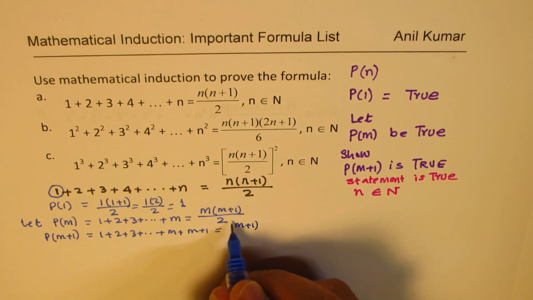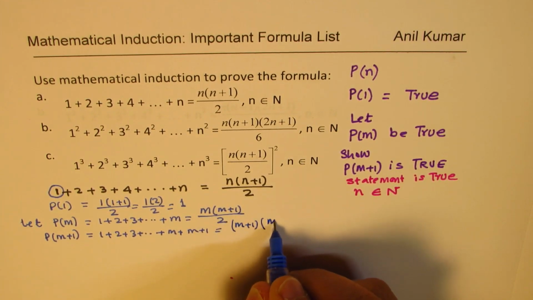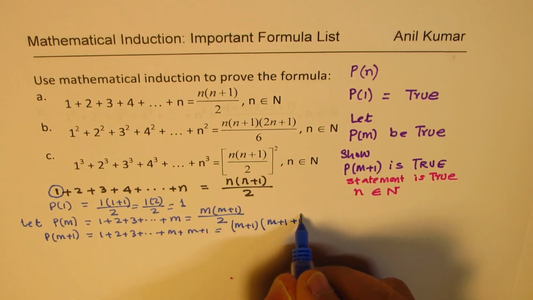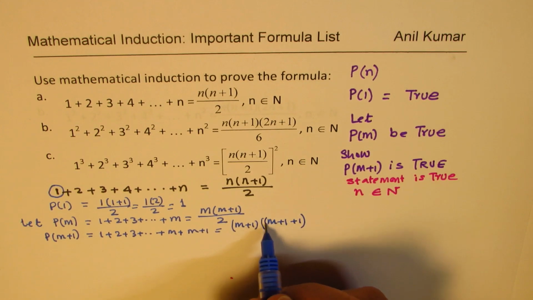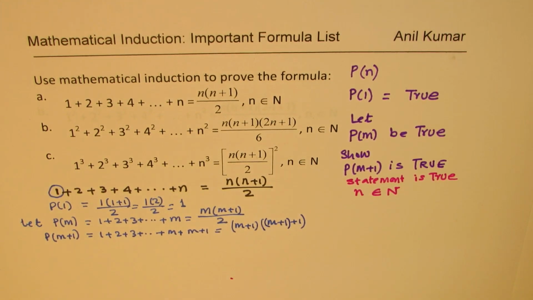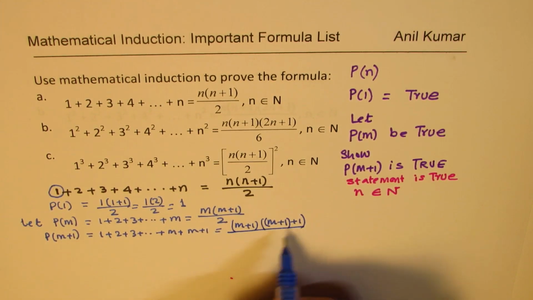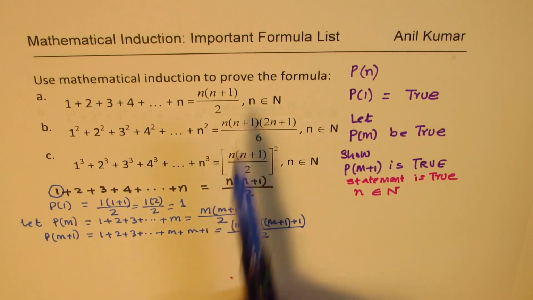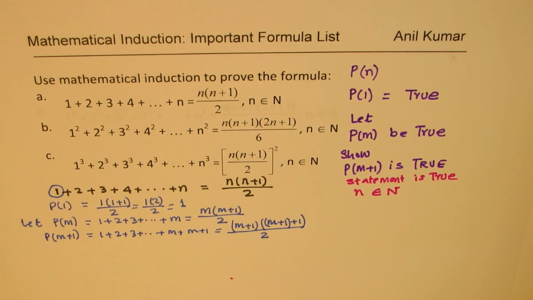So we get m plus 1 times, within brackets, m plus 1. This is m plus 1 for m, plus 1. You get the idea, right? So let me write another bracket here, divided by, of course, 2. So we need to show that this is true for the statement to be true. That's the whole idea. How? By induction.